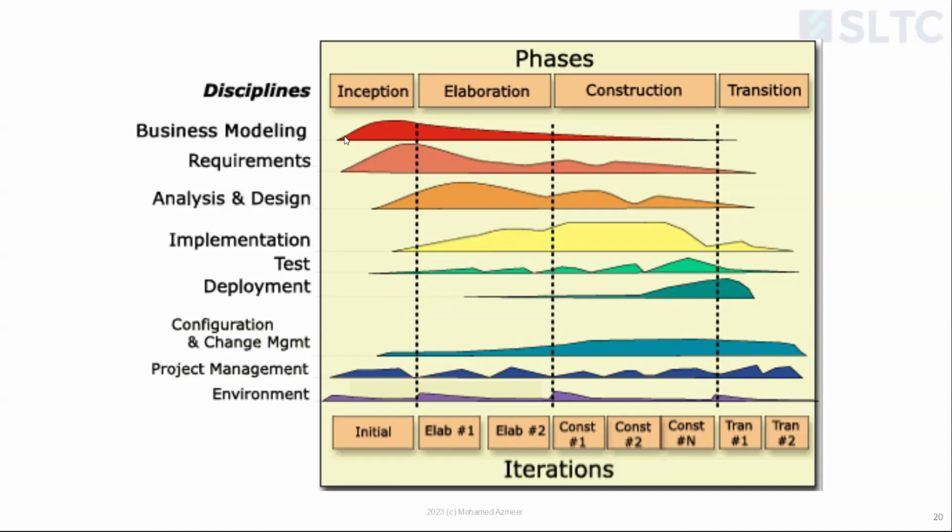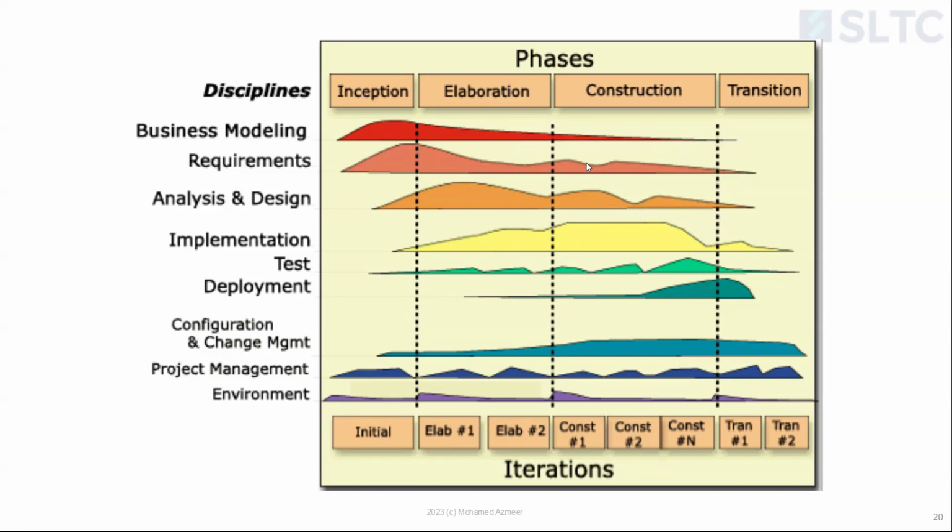Now the thickness, or the height here, is about the complexity. So business modeling is happening here. There's a lot of work to do in the inception stage, but it dies down when it comes to transition. But it is still there, you see. A little bit of work is still there. Requirements, again, there's a lot of work during inception and elaboration, but it comes down eventually. Analysis and design starts somewhere here, but most of the work happens during elaboration, and then it goes down here as well.